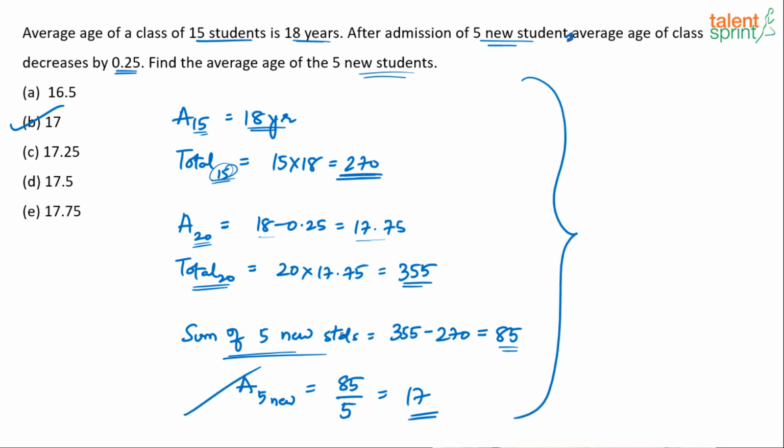Now, while this is a correct solution, in my view, it makes no sense to do all this drama in the exam. Are you able to follow? It's a correct solution. 17 years should be the answer.